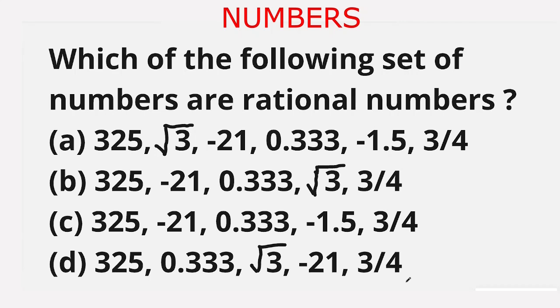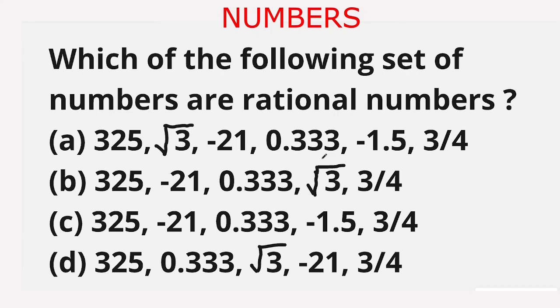Now let us solve this question. In option A, the first number is 325, which is a natural number. So it is a whole number, it is also an integer, it is also a rational number. Under root 3 is an irrational number. Minus 21 is an integer, so it is also a rational number.